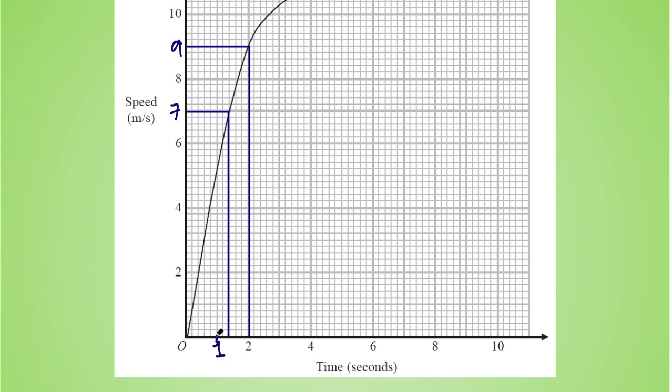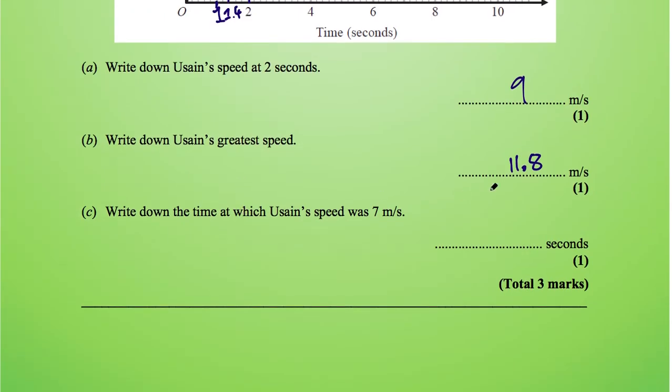Every little square represents 0.2 seconds. So that's 1, 1.2, 1.4 seconds. And just check 1.6, 1.8, 2. Yes, that's the scale. So that's 1.4 in there. Therefore, 7 meters per second was reached at 1.4 seconds.